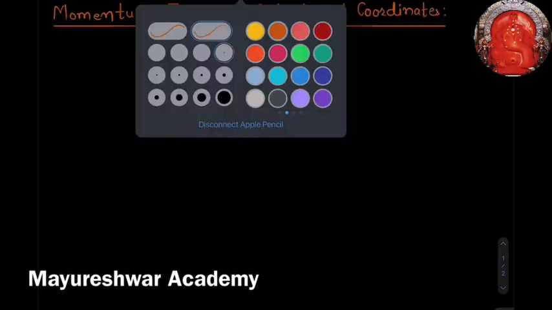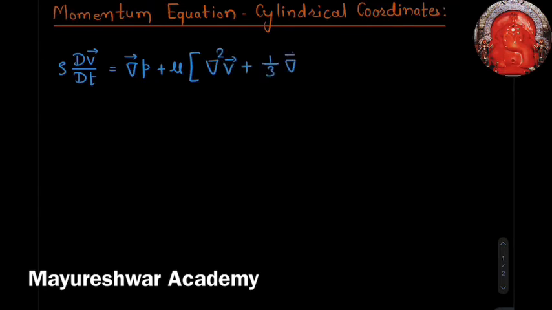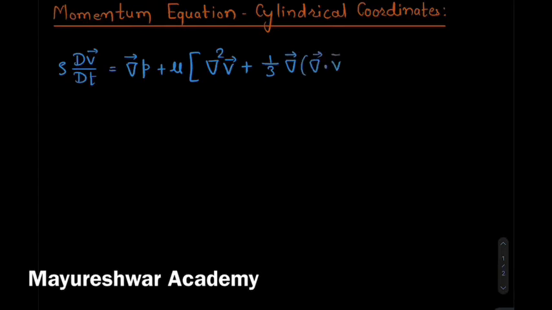So let us first of all consider the non-conservative equation, which is rho times dV bar dt is equal to the pressure gradient plus mu times the Laplacian of V bar plus 1/3 of del bar into the divergence of velocity plus body force terms. Let it be equation number 1, and let us first try to deduce the Laplacian of V bar. To do that we need the definition of the Laplacian operator, del squared, in cylindrical coordinates. So let us first obtain that.